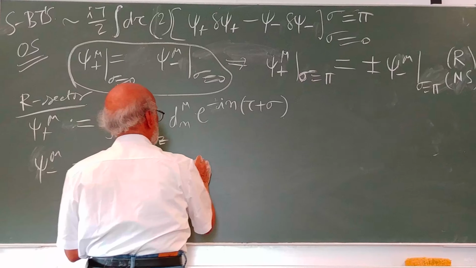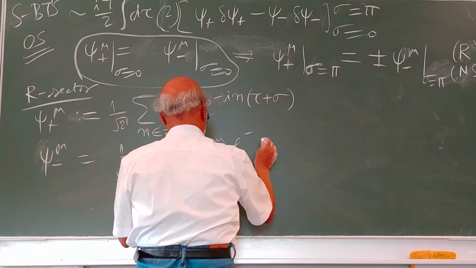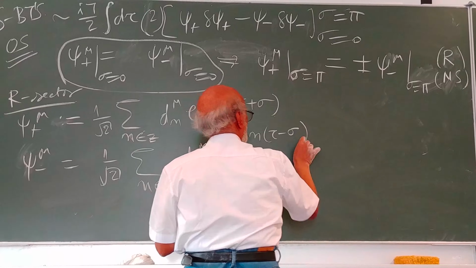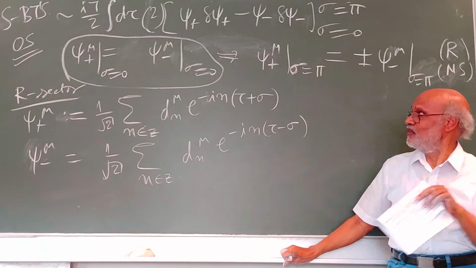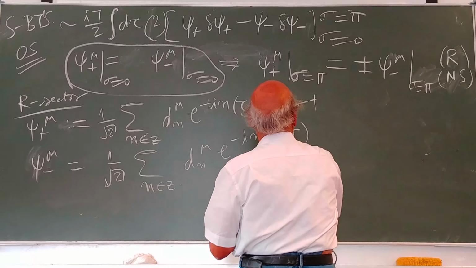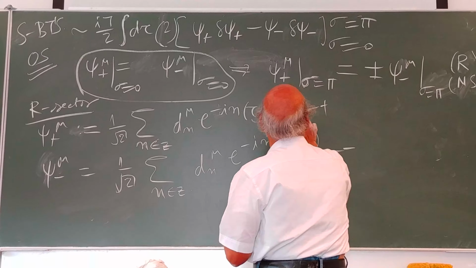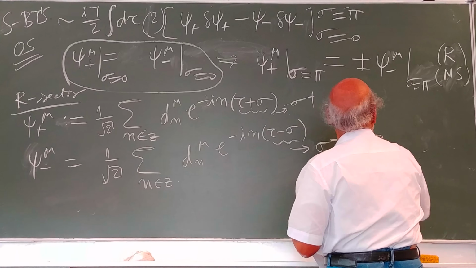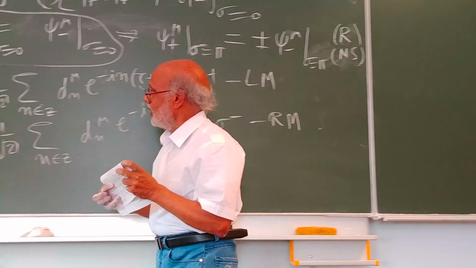From the real numbers d and mu, e to the power minus i n (tau minus sigma). Here we once again remind ourselves that this tau plus sigma is sigma plus and this is sigma minus. So that means this is our left mover and this is our right mover.